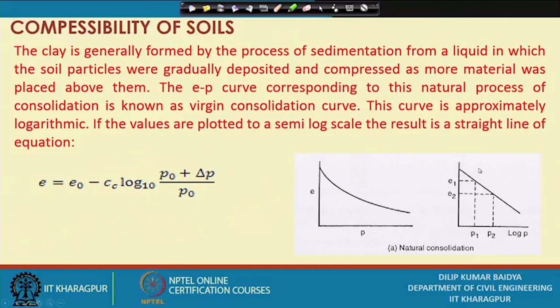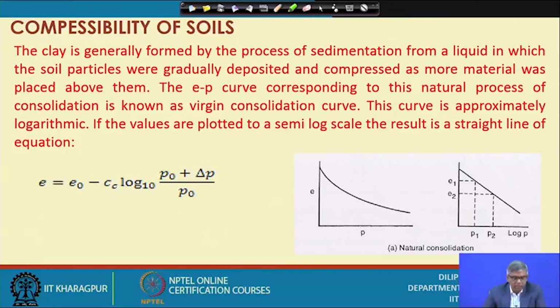Now, you have to find the final compression some other way also. That is the mv method we have discussed. Now we will look at the compression index method, and for that you have to observe the behavior of the clay under loading, or the consolidation behavior of the clay under loading. Clay is generally formed by the process of sedimentation from a liquid in which the soil particles were gradually deposited and compressed as more material was placed above it.